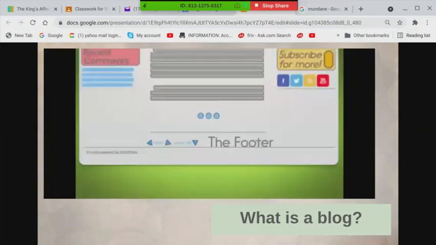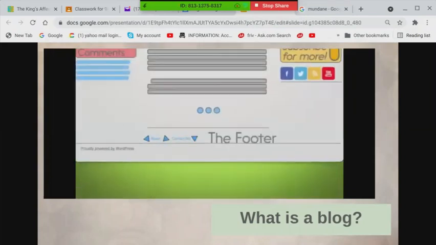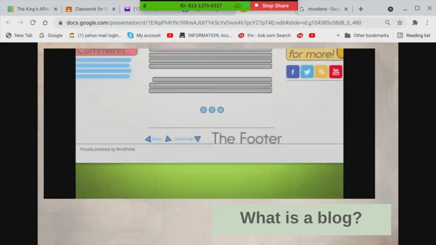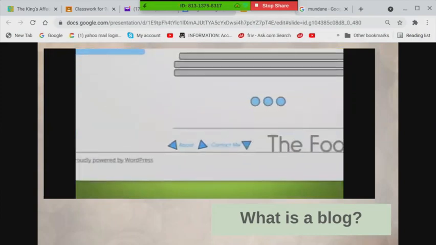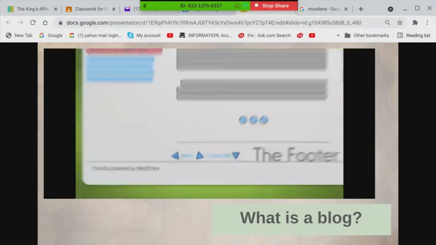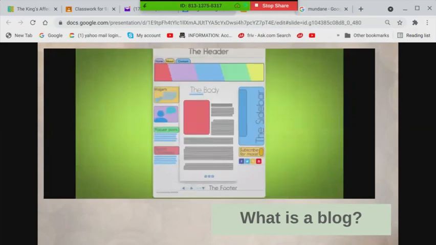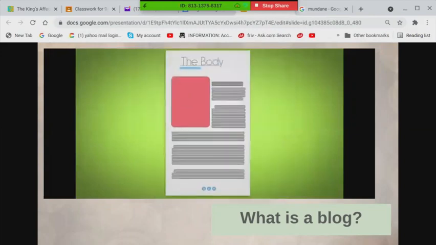The footer rests at the bottom of your blog. This is typically used to display content that doesn't often change, but that you would like your readers to have easy access to, including links to read more about you or a link to a contact page. Lastly, the most important area of your blog is the body, the main content area.